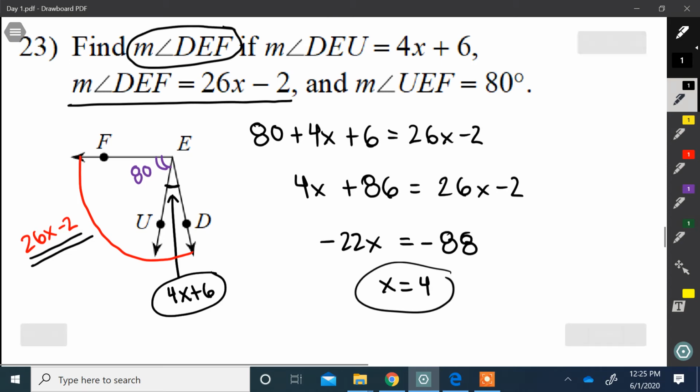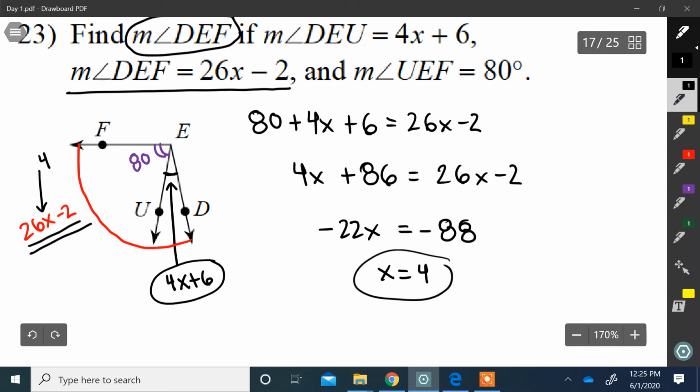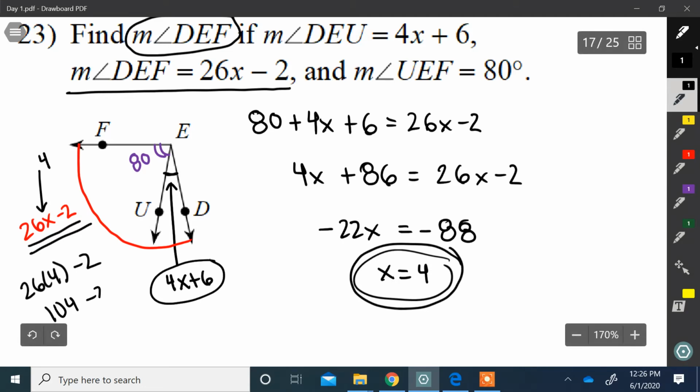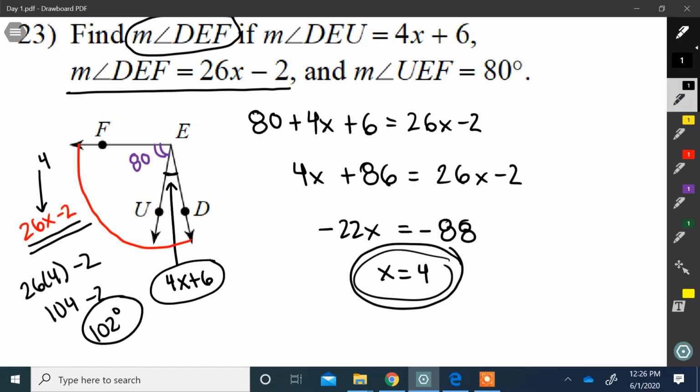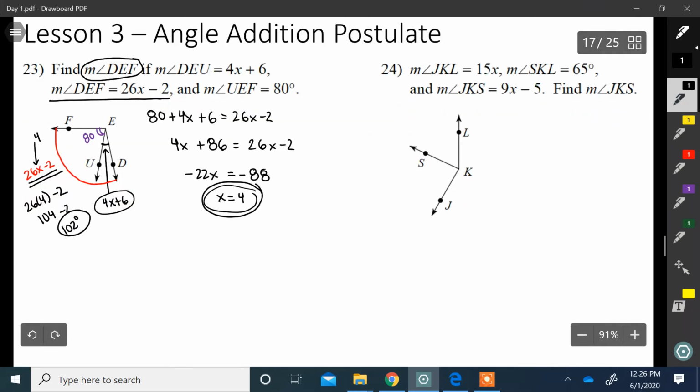So I just have to do one more step, which is to plug in 4, which is what we got there, into x. So that means that 26 times 4 minus 2 is going to give me my final answer, guys. So I get 104 minus 2, which is 102 degrees. This right here is my actual final answer on this round. And that's what you have to do on this type of problem.